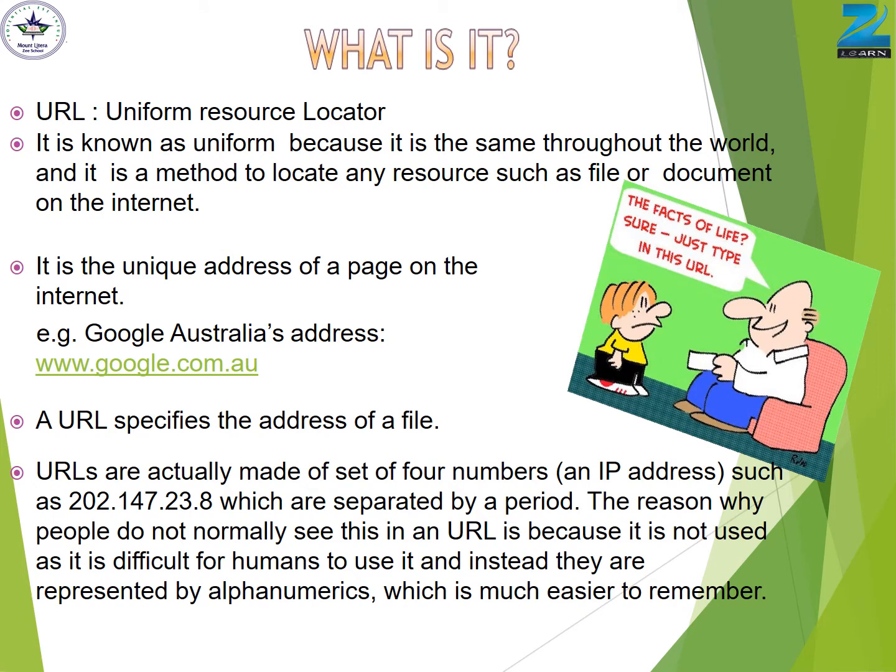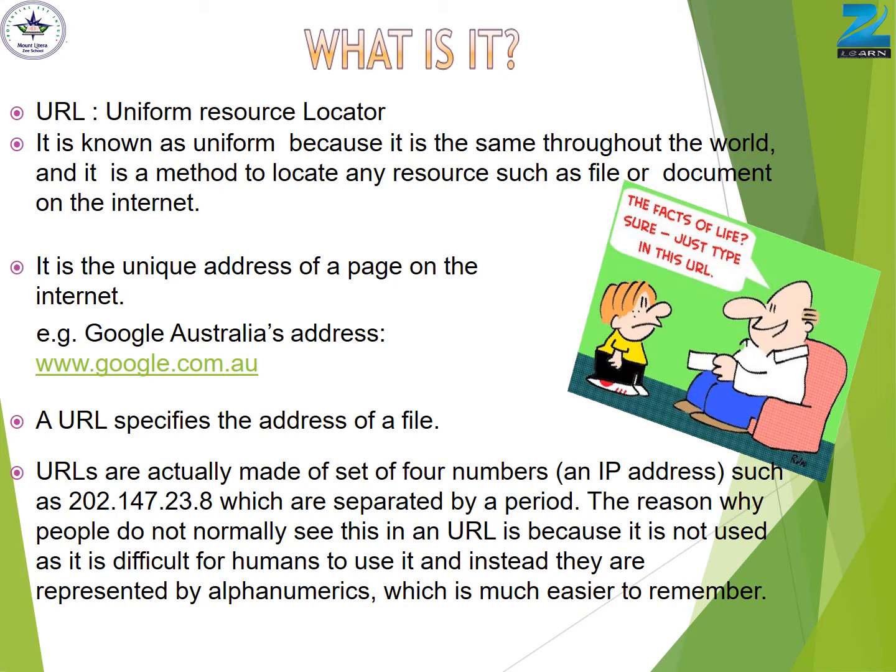What is it? URL. It is known as uniform because it is the same throughout the world, and it is a method to locate any resource such as a file or document on the internet. It is a unique address of a page on the internet. Google Australia's address, for example, one URL is given: www.google.com.au. To understand the meaning of all these different parts, we'll go through this presentation, and at the end you will be familiar with all these parts.